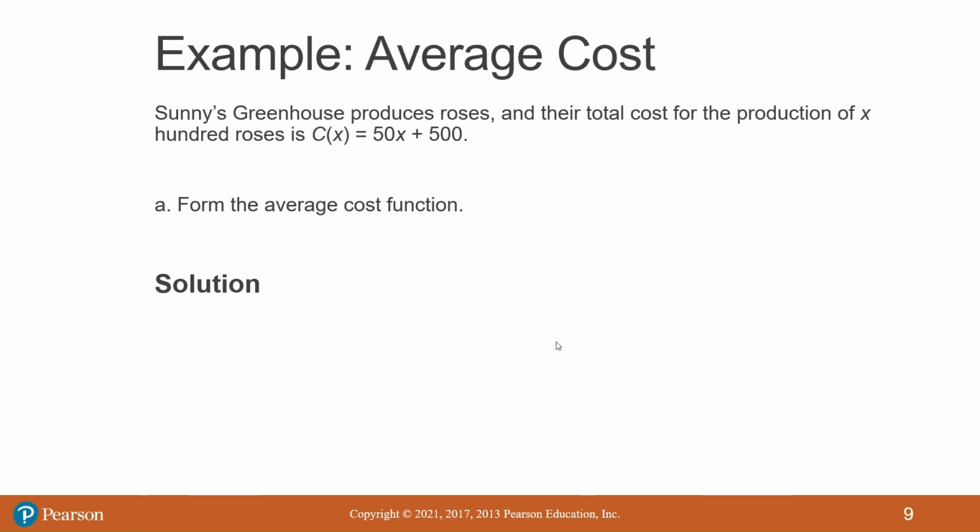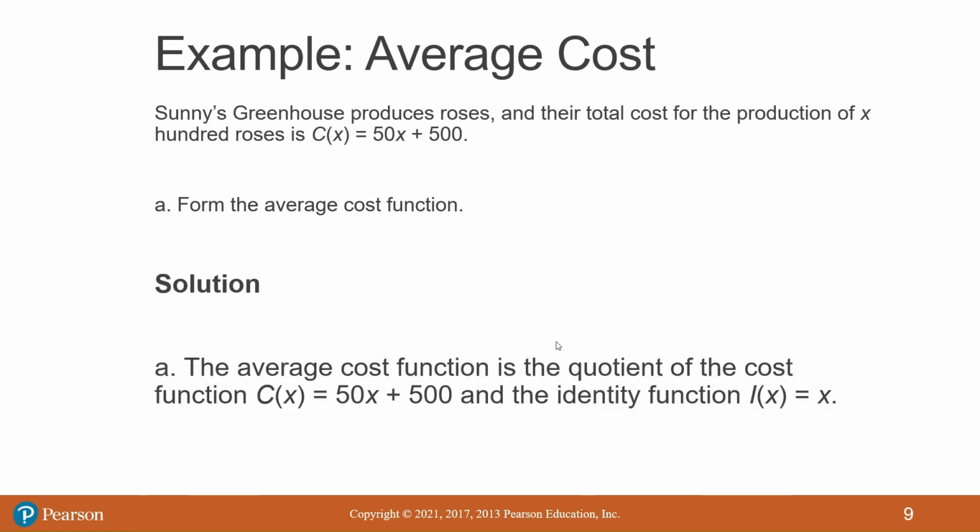All right, now let's look at average cost. When we think average, we add something up and divide by the total number that we have. Now, Sunny's greenhouse produces roses, and their total cost for the production of x hundred roses is C of x equals 50x plus 500. We want to form the average cost function. All we have to do to form the average cost function is essentially divide by x, which is the total number of production that we have.